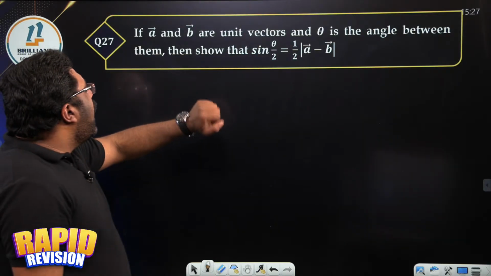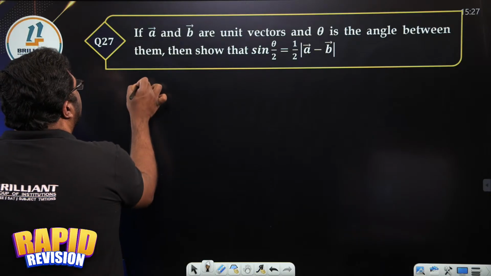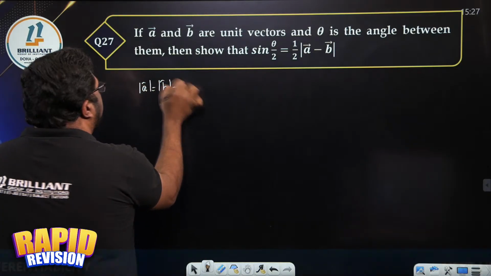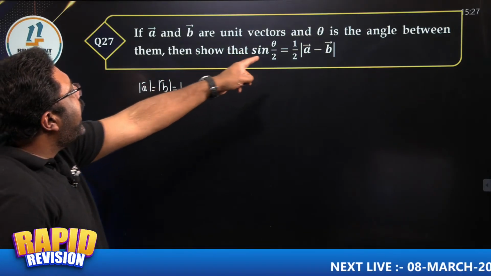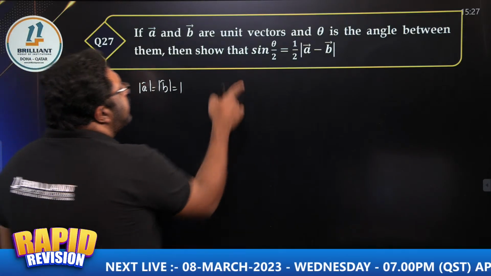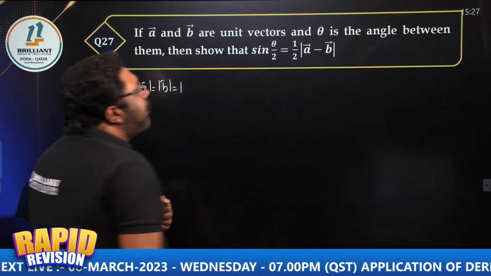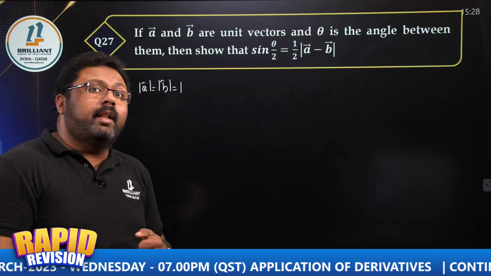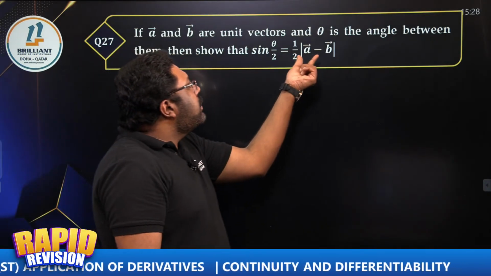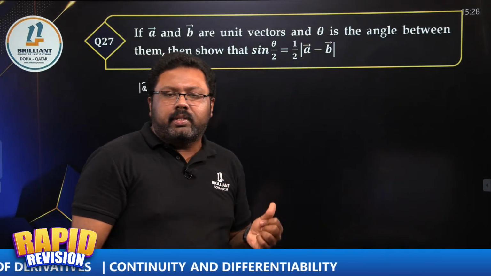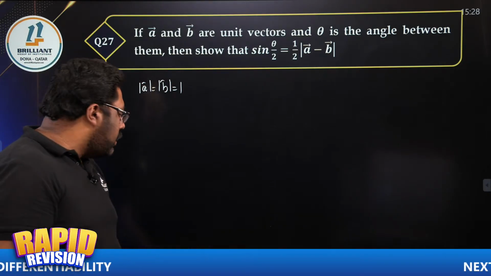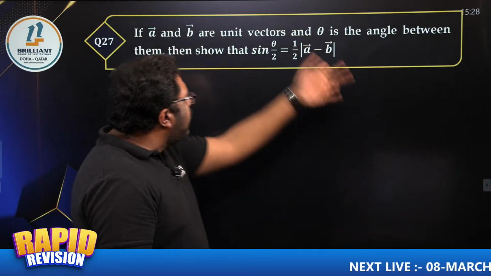A and B are unit vectors. So definitely magnitude of A and magnitude of B is 1. And they said, if theta is the angle between the two vectors, show that sine theta by 2 is half magnitude A minus B. Again the same technique. What's the technique, my dears? If you have the sum or difference of two vectors and there is a magnitude involved in the same question, take that expression and square it.